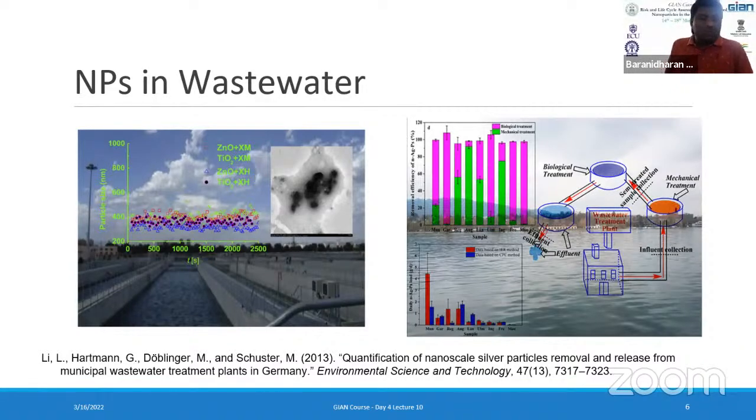So with respect to particle size, this is one such study that has been done in Germany, where quantification of nanoscale silver particles released from municipal wastewater treatment plants was done. When you look at it, ZM and ZH are nothing but the locations, and these are the two different nanoparticles that were looked at in the wastewater.